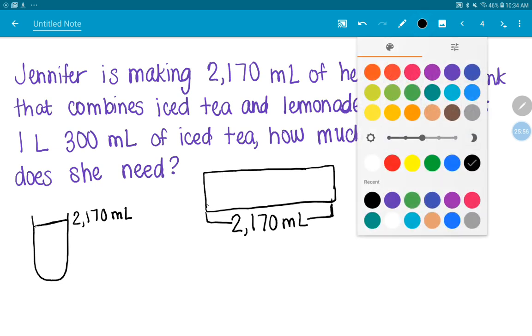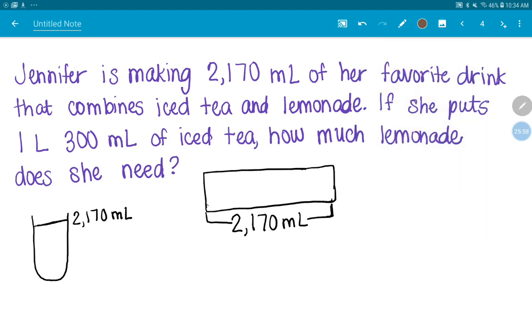So first she's going to pour in what? 1 liter and 300 milliliters. Of what? Of iced tea. So she's going to pour in some tea. I'm just going to make that brown because tea's brown. How much is that? 1 liter, 300 milliliters. And then I heard another amount. What did you say, Kaden?